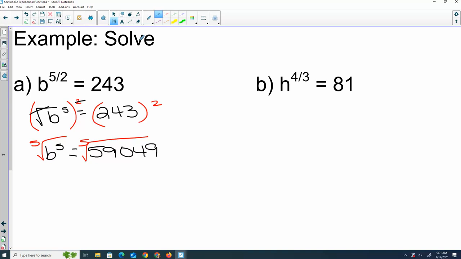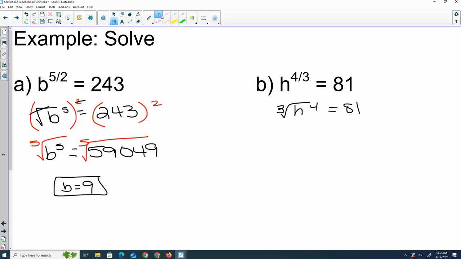So I need the 5th root of 59,049, and we get 9. And you could certainly check that. If you type 9 to the 5/2 power on your calculator, it gives you 243. So we can always check those. All right, B. What does the 4/3 power mean? Which one do you want to get rid of first?